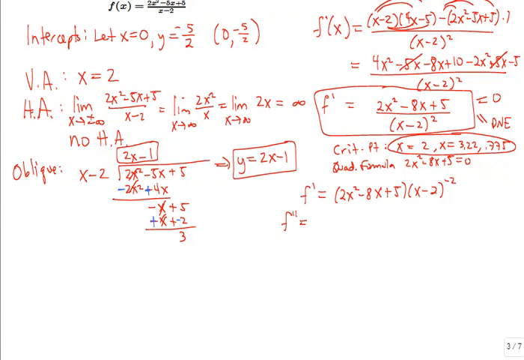So the second derivative will be this first function times the derivative of this second function. So we'll have to bring down that power and subtract 1 from the power. What's inside stays inside, and the derivative of what's inside is just a 1. Then I'm going to add to that the second function times the derivative of the first, which is 4x minus 8.